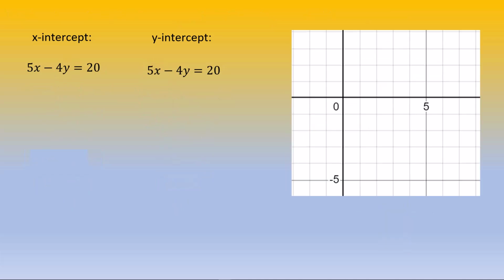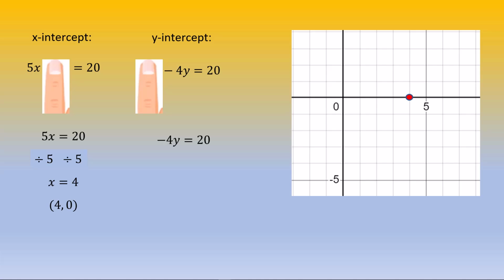Let's try this one using the covering finger technique. First, cover the y term to solve for the x-intercept, and you get 4, 0. Then cover the x term to solve for the y-intercept to get 0, -5, and then graph the line connecting the 2 points. See how quick and easy this is.